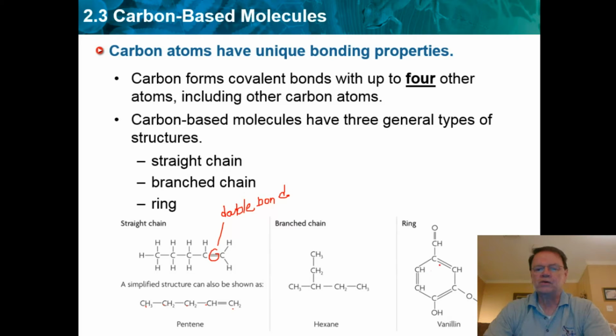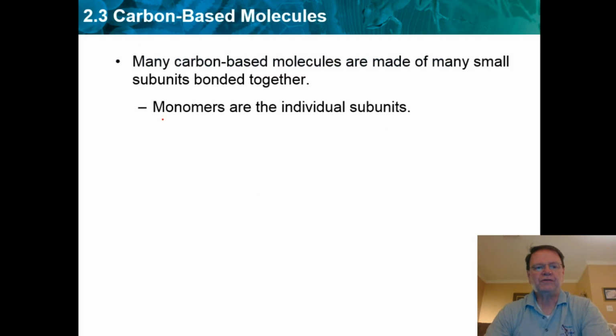We'll be making models of these. Subunits form carbon molecules, and you can take these subunits and build them just like Legos. Okay? Do you remember what the prefix mono means? Yeah, that's going to mean 1. You want to write that down.